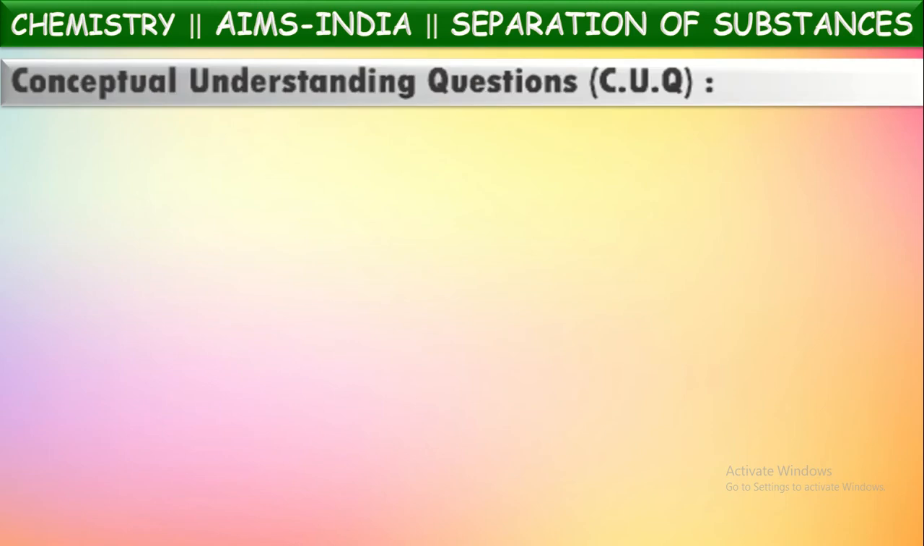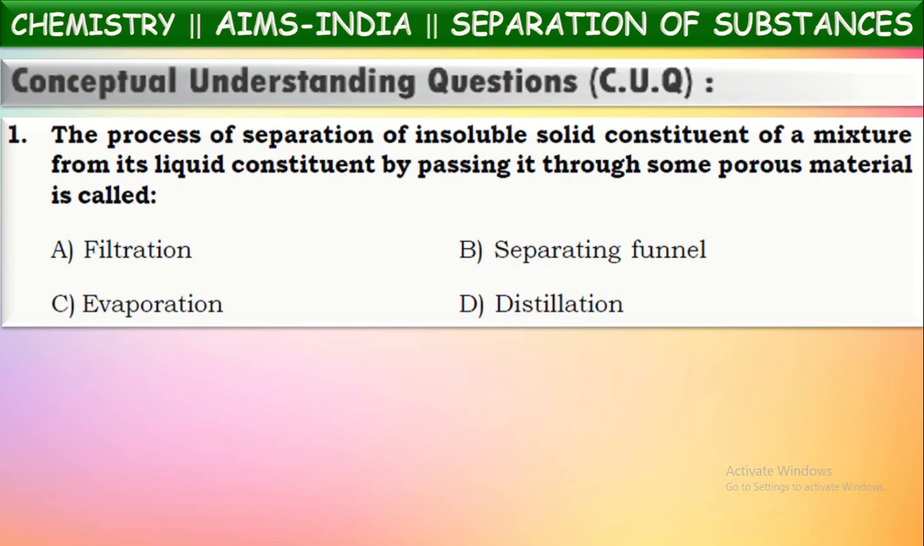See the first one, about conceptual understanding questions. Let us see the first one. The process of separation of the insoluble solid constituent of a mixture from its liquid constituent by passing it through some porous material is called. What is this separation technique called? What are they doing in that? Let us see the equipment used for this also, so we can understand this easily.